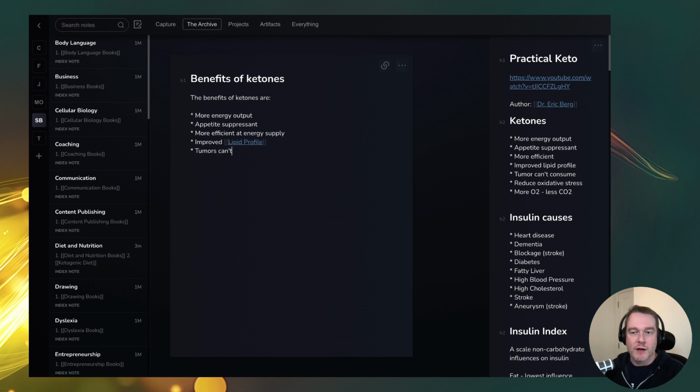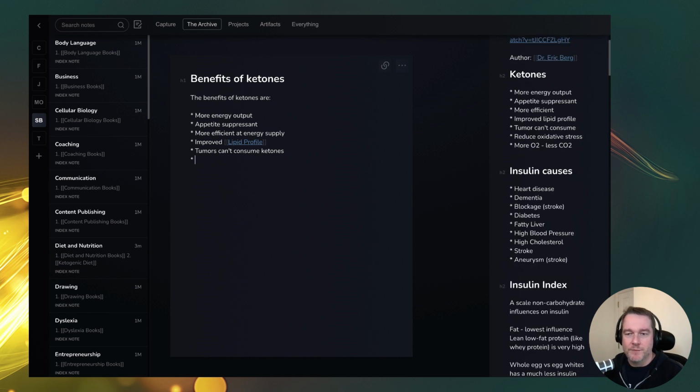And then tumors can't consume ketones. So tumors generally feed on sugars, and keto is low carbohydrate. I think there might be a definition later on in here. And then produces more O2 and less CO2. So in theory, you're less out of breath, which is kind of interesting. So these are the benefits of ketones.